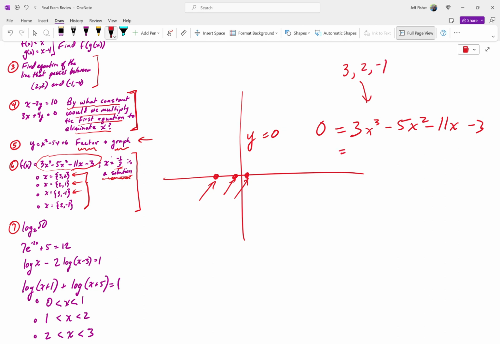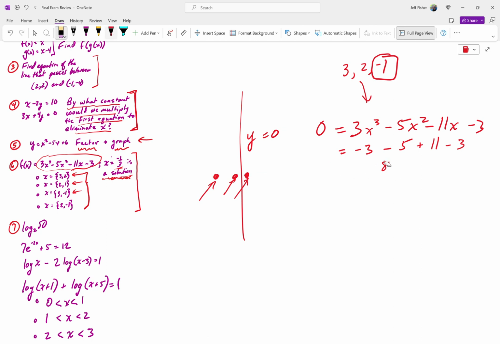Let's start with negative 1. That might be the easiest. Negative 1 cubed is negative 1. So that's going to be negative 3 minus, negative 1 squared is 1, minus 5, plus 11, okay? And then minus 3. Does that equal 0? Negative 3 minus 5 is negative 8. Minus 3 is negative 11. Plus 11 equals 0. Yes, negative 1 is one of our solutions.